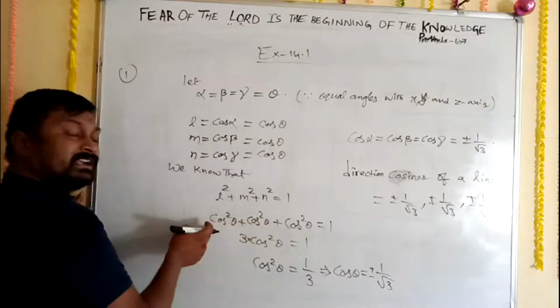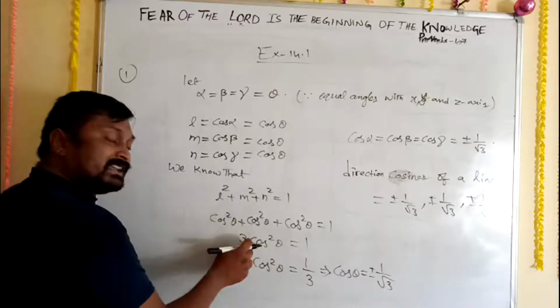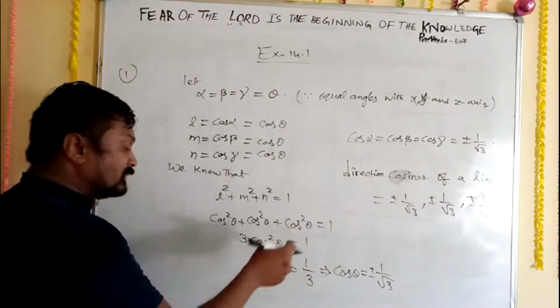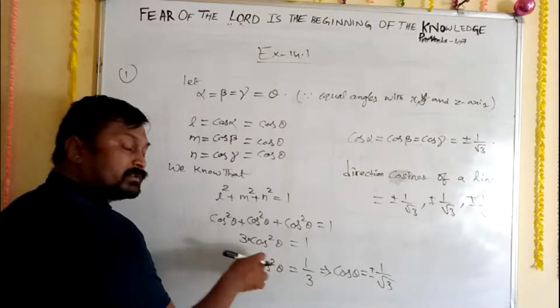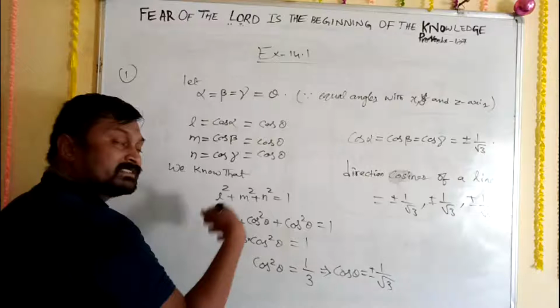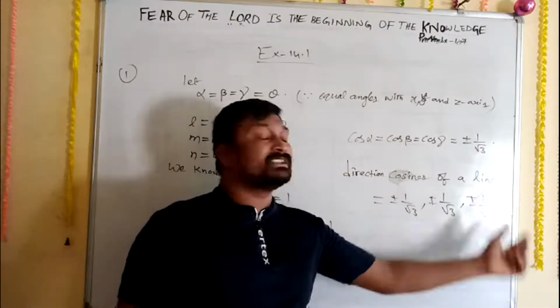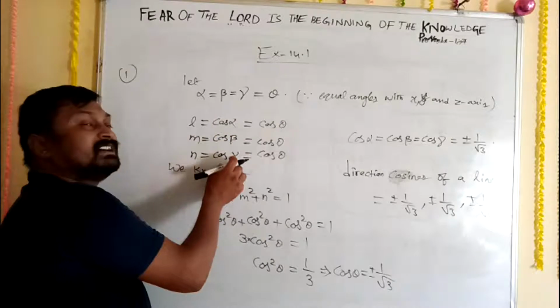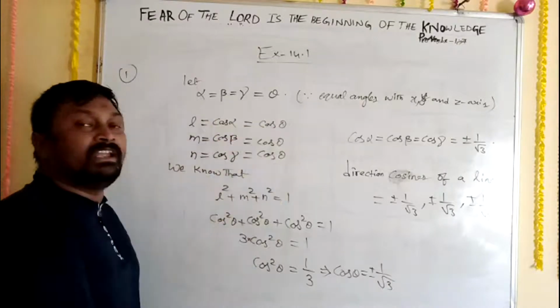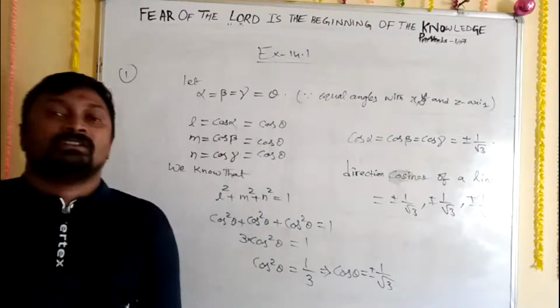How many cos square thetas are there? Three, so 3 cos square theta. The 3 is multiplying, go to that side, division. So cos square theta is equal to 1 upon 3. Square goes to that side as square root, so you get plus or minus 1 upon root 3. Your other two also are plus or minus 1 upon root 3, because cos alpha, cos beta, cos gamma are all the same. Clear?